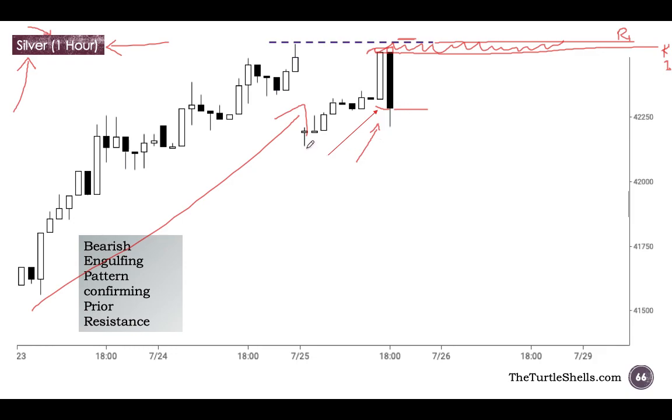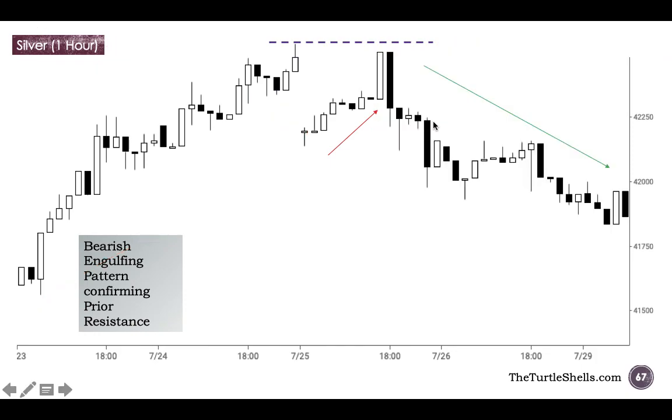Ideally, I wouldn't take this trade because the support level is very near to the entry price. So it's a very small reward for a large risk. So I wouldn't take this trade. I would need to have a reward to risk ratio of at least 2:1 or 2.5:1. My preference is 2.5:1, the reason for which I will explain later. But we are looking at the bearish engulfing pattern confirming prior resistance. We are looking at what happens after the bearish engulfing pattern confirms prior resistance.